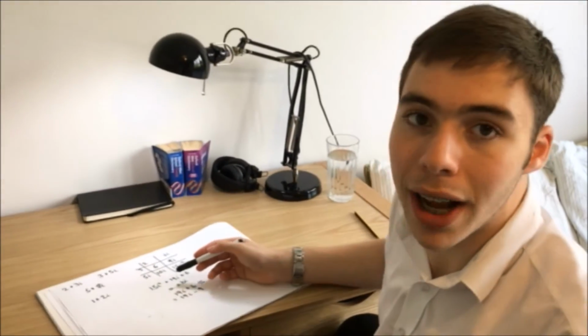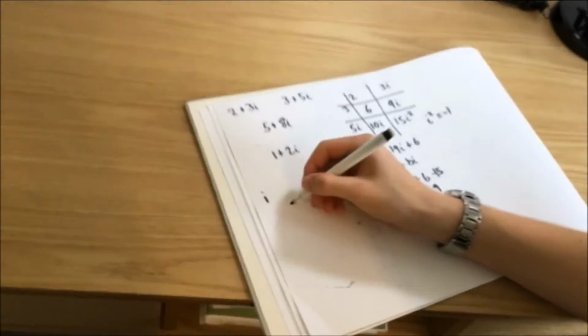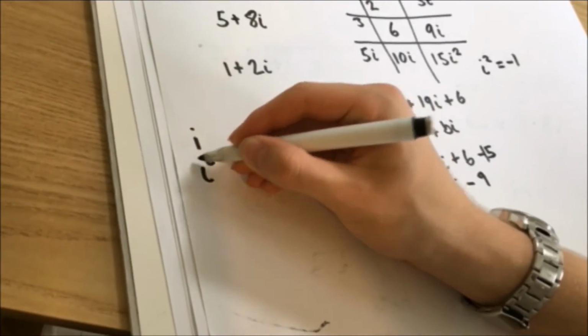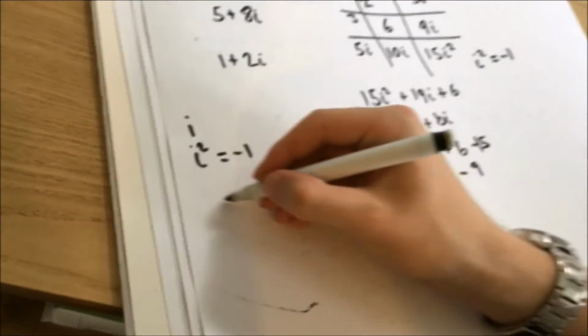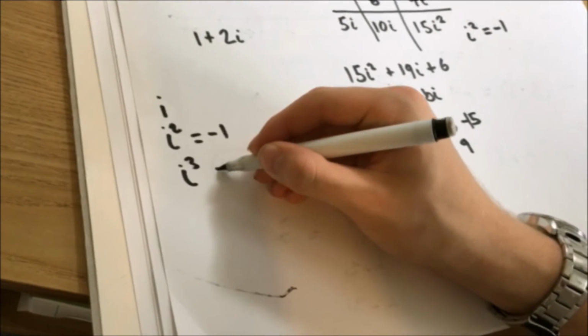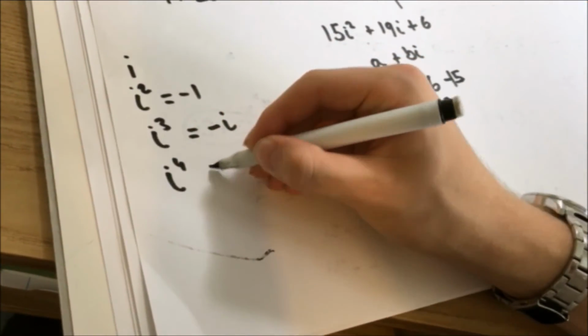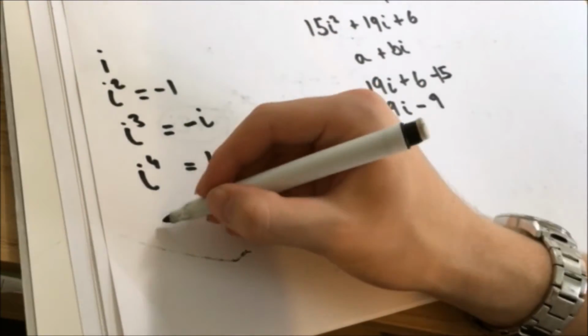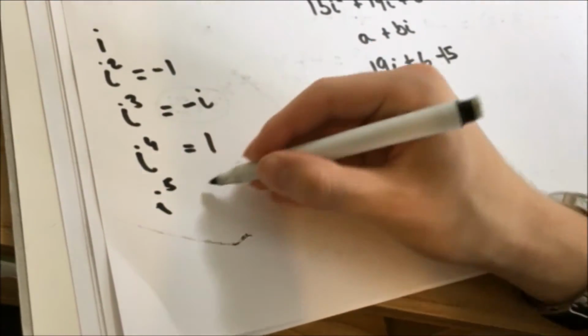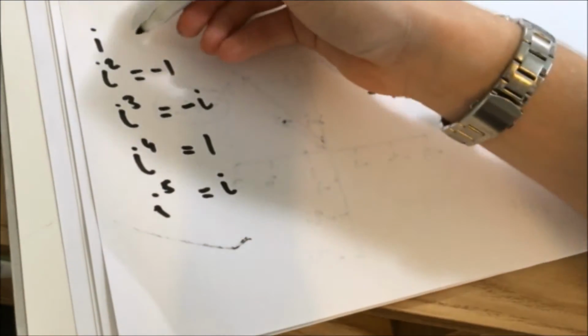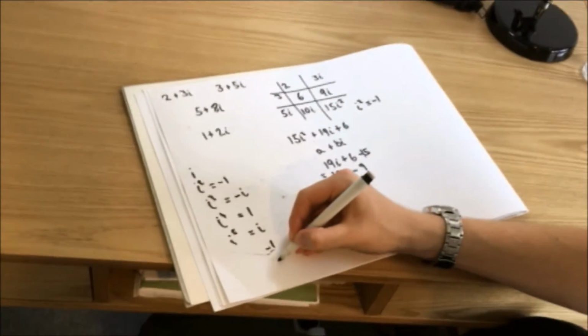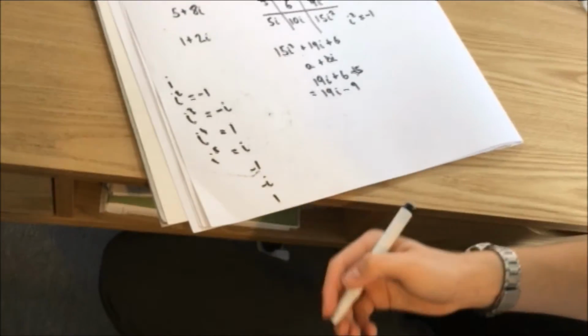If we have i squared equals negative 1, what stops us from getting other powers of i? So we have i, then we have i squared, which is negative 1. Then we have i cubed, which is negative i. Then we have i to the 4, which is 1. And then you have i to the 5, which is i again, and it'll just follow in this pattern. It'll go to -1, -i, 1, then back to i again. So it follows a pattern like that.